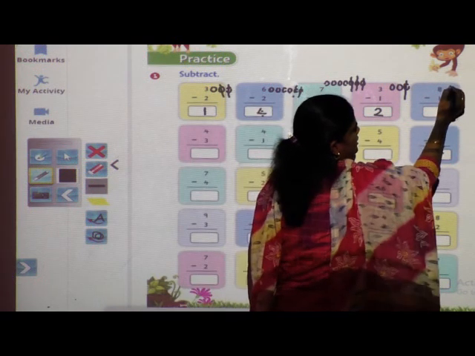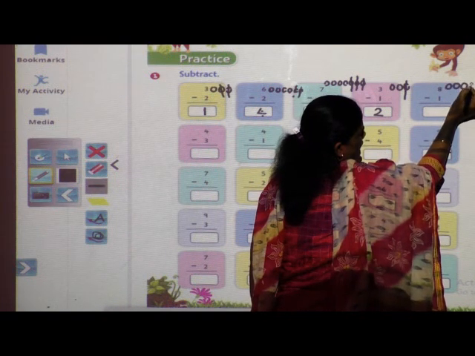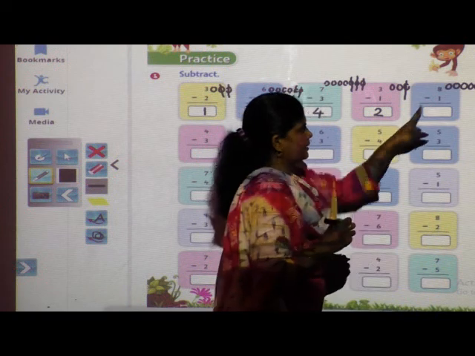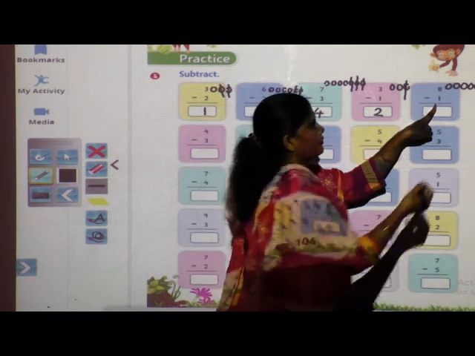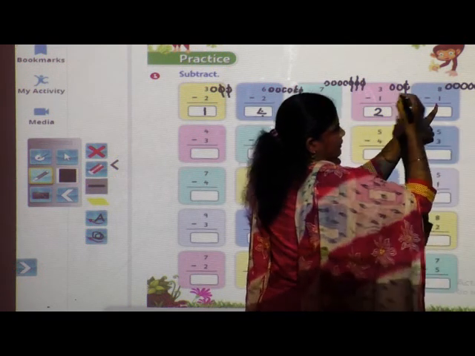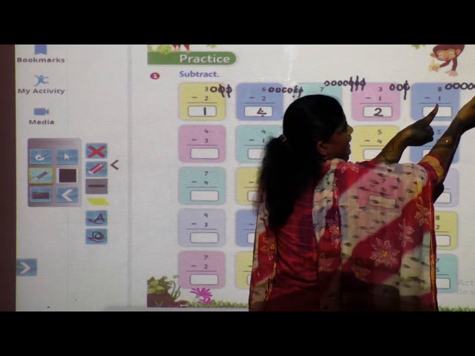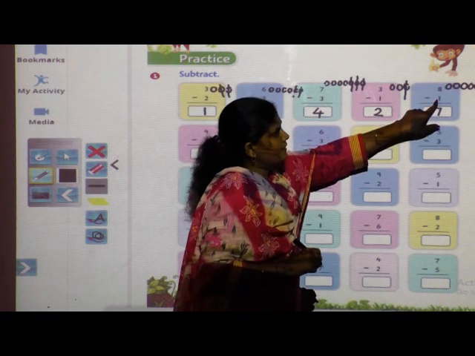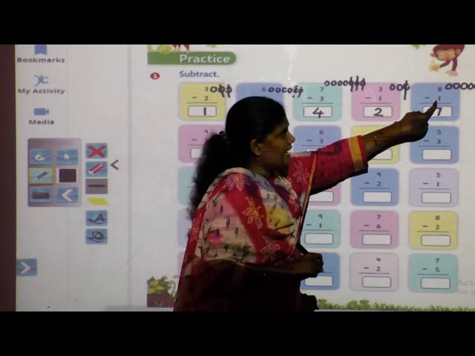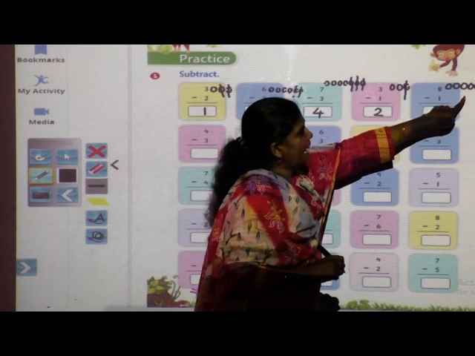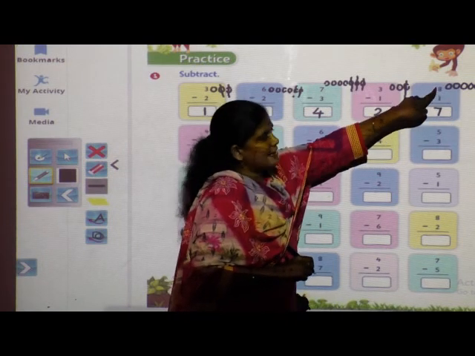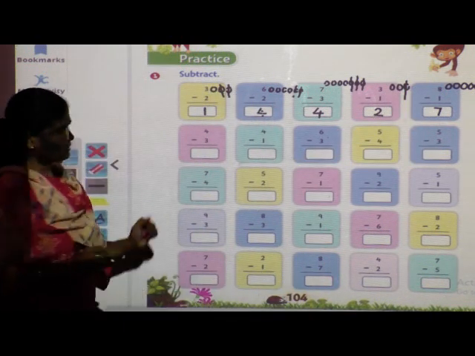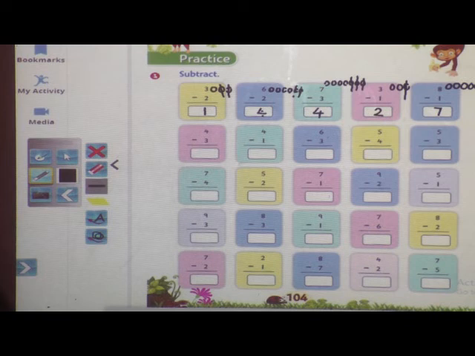Now here 8. 1 2 3 4 5 6 7 8. From this 8 minus 1 we have to do. So what do we have to do? We have to cut 1. So 1 2 3 4 5 6 7. So we will write here 7. See, the downside number we have to see, and that many things, or that number, we have to minus from the upside number. Now next line I will show you on the fingers.